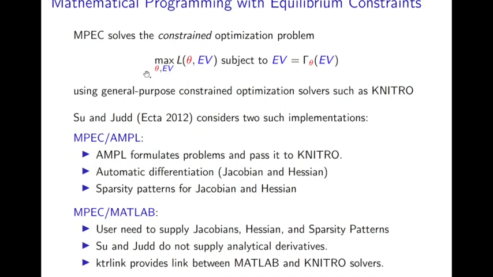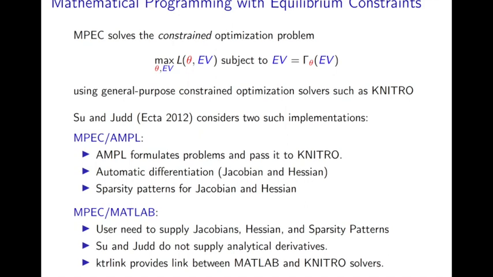And then there will be five additional parameters to maximize over in the constrained optimization problem. Okay, now the constraint is that the Bellman equation needs to hold. The Bellman equation depends on the parameters, right? Because they index how the Bellman operator looks. And it also depends on the other variable in the constrained optimization problem, EV, that we are maximizing the likelihood with respect to.